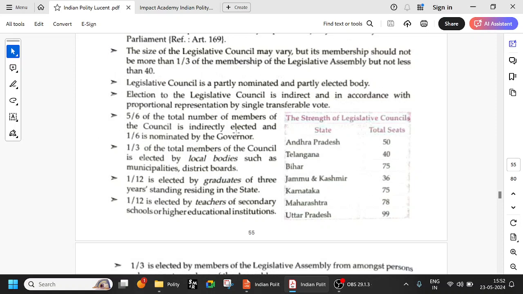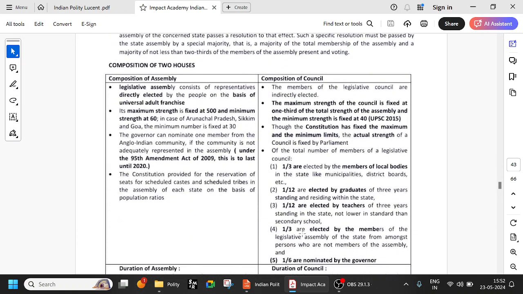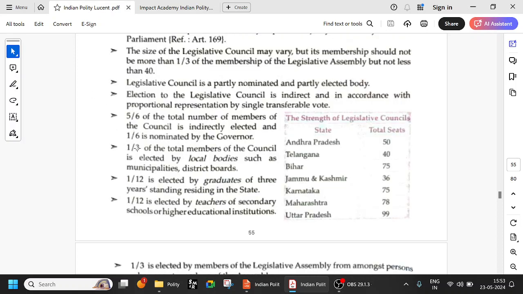So 1/6 is nominated by the governor. We've already seen all these things. One third from the MLAs, 1/12 from teachers, 1/12 from graduates, and one third again from local bodies. One third of the total members from local bodies, 1/12 from graduates, 1/12 from teachers.